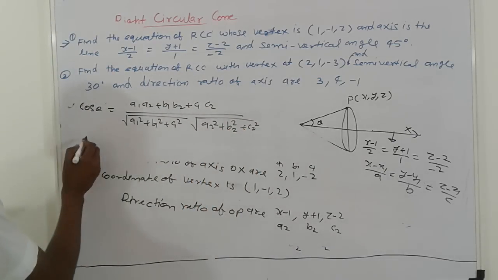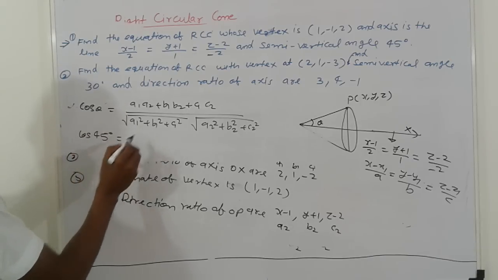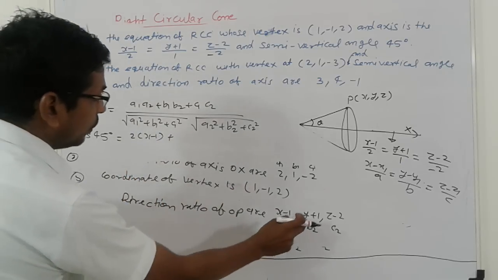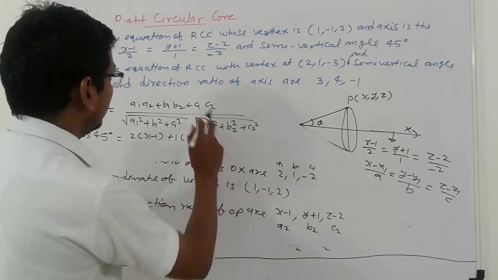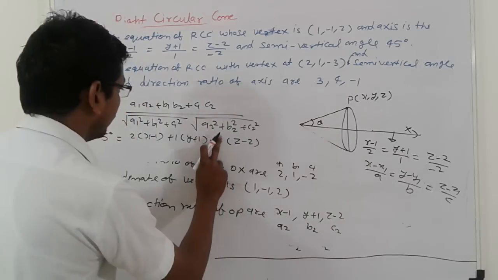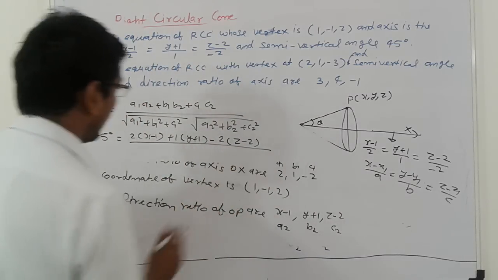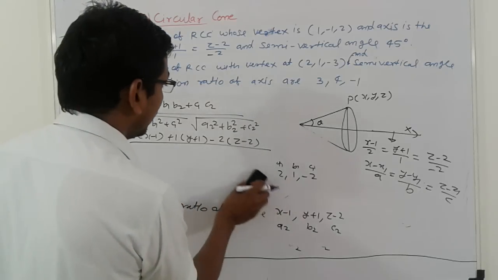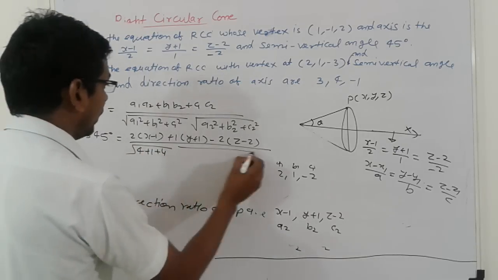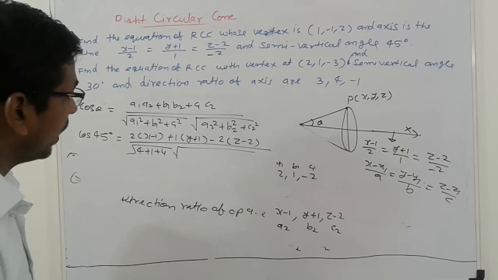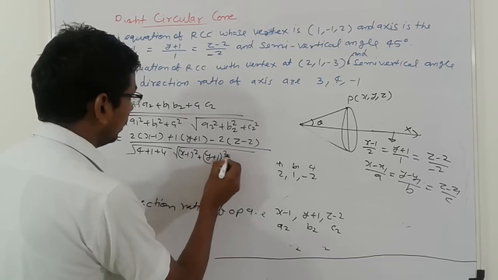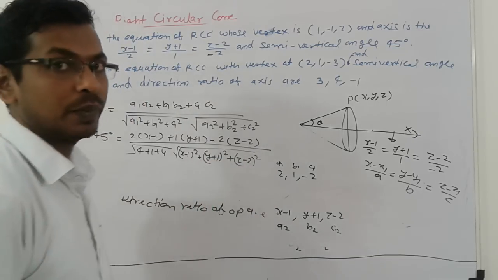That is the formula. So put in the values: cos 45 degrees equals 2(x-1) + 1(y+1) plus (-2)(z-2), divided by, for A1 square, B1 square and C1 square, 4 + 1 + 4 under root, and another square root of x minus 1 whole square plus y plus 1 whole square plus z minus 2 whole square.